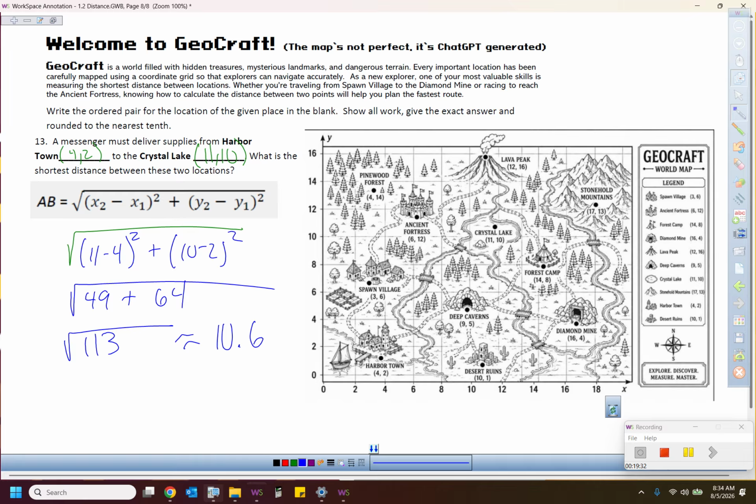So that's the distance between 2 points in my made-up little game from Minecraft called GeoCraft. You'll notice, I think the homework's going to ask you about Lava Mountain, and this says Lava Peak. That's what I mean about it's not perfect and stuff like that. So just please use your best guesstimate of which point on the map they're talking about, because ChatGPT makes a lot of mistakes, guys.